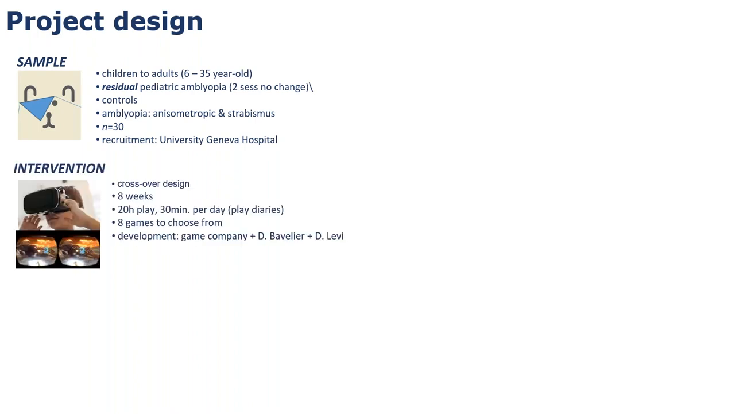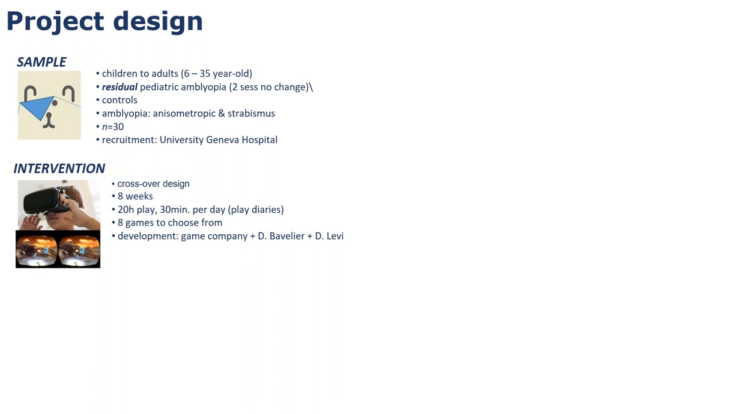And what about the intervention? So it's a crossover design, meaning that the participants will first either play games or have the control treatment. The control treatment is just basically wearing glasses. So the thing that would be given to them as a treatment after the regular patching treatment would have failed for them. They will be playing the games for 8 weeks for a total of 20 hours, 30 minutes per day max, and they have 8 games to choose from.